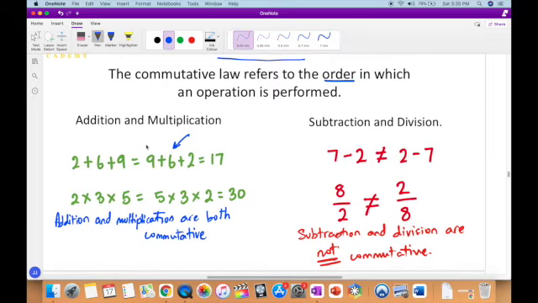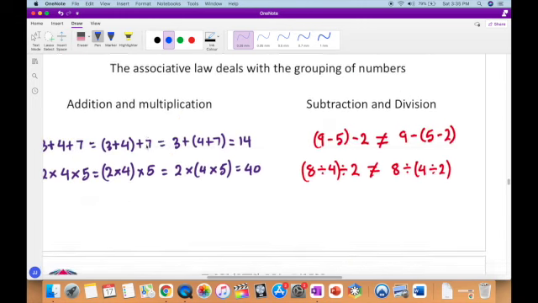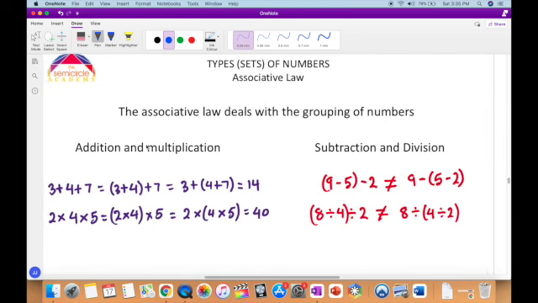Right, so we talk about the commutative law, and that means order. So addition and multiplication, you could be in any order. Subtraction and division, not that much, right? Now we're talking about the associative law, and the associative law is similar to the commutative law, but this deals with the grouping of numbers, right?